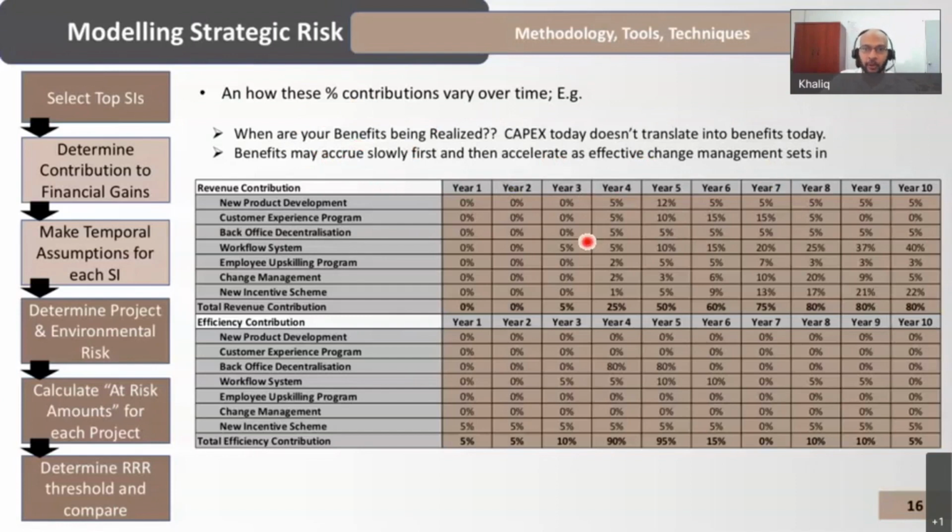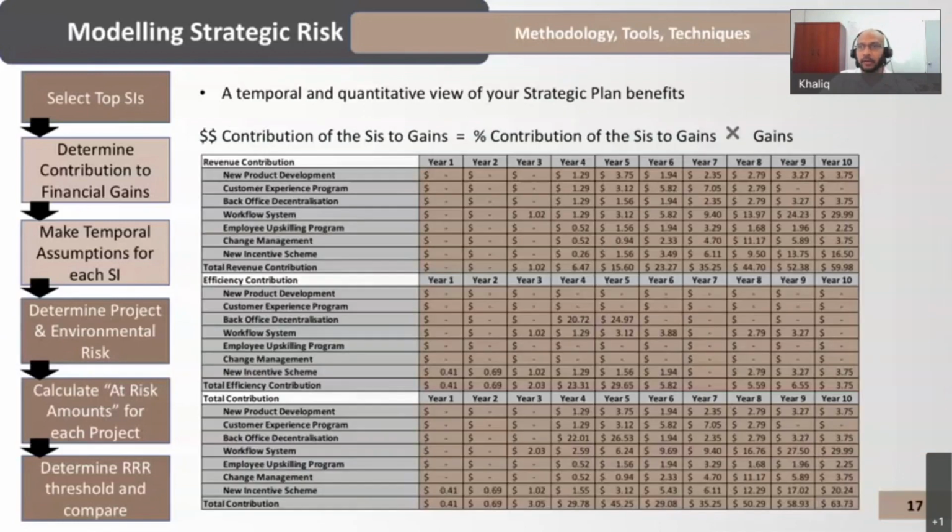So you take any one initiative. For example, a workflow system, how does that contribute to revenue, right? You may say that it's only contributing to 5% of your revenue gains in year 3, but by year 7, it's contributing to 20% of your revenue gains, right? Now, you take these percentage contributions of each of these strategic initiatives, and then you multiply them by your gains, right?